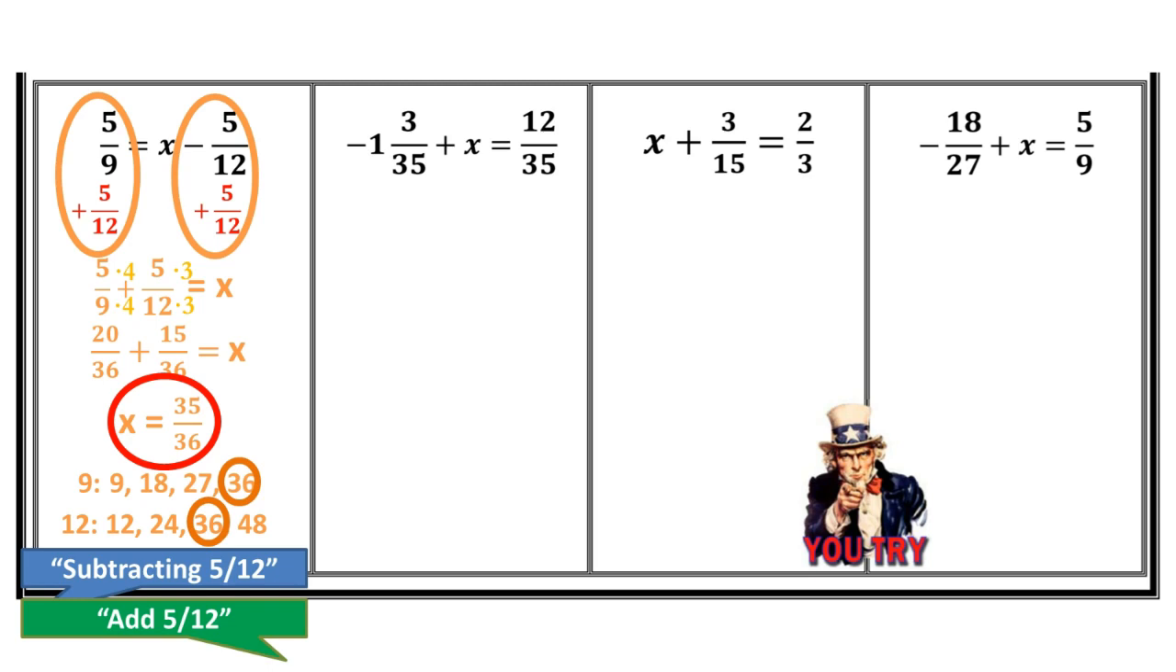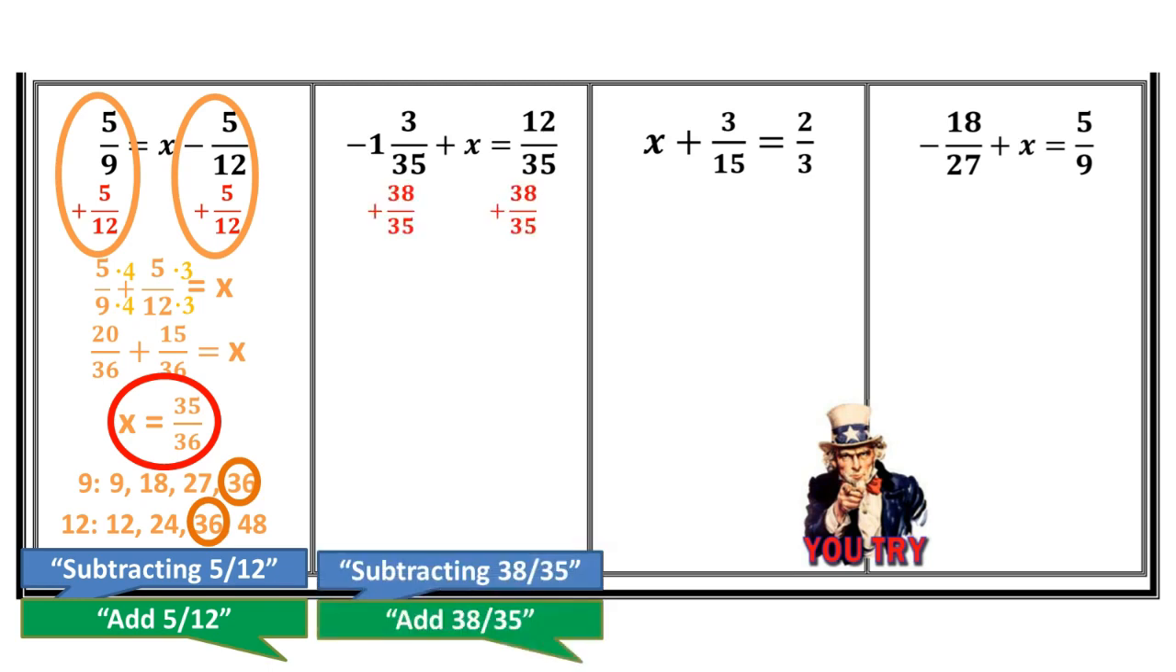I ask myself, what's happening to my variable? I'm subtracting 38/35, so I need to add 38/35 to both sides. I put it on the left, I put it on the right. When I add on the left, I'm going to get my identity of 0. Those are opposites, so when I add opposites, I get 0.